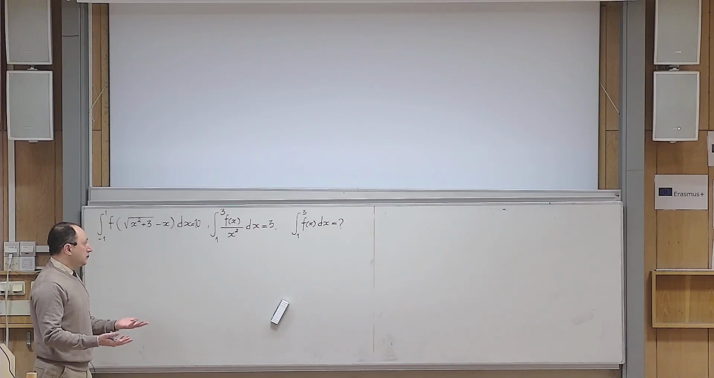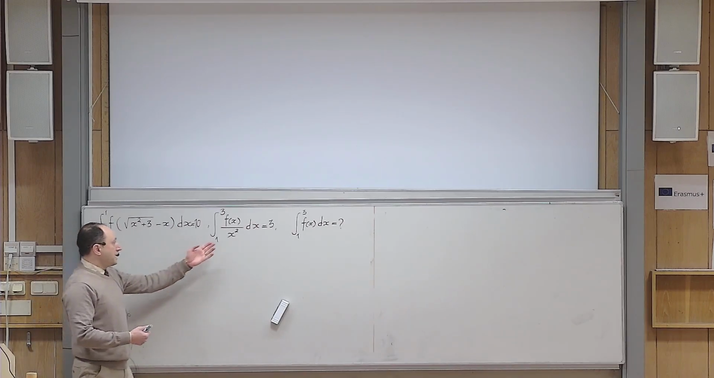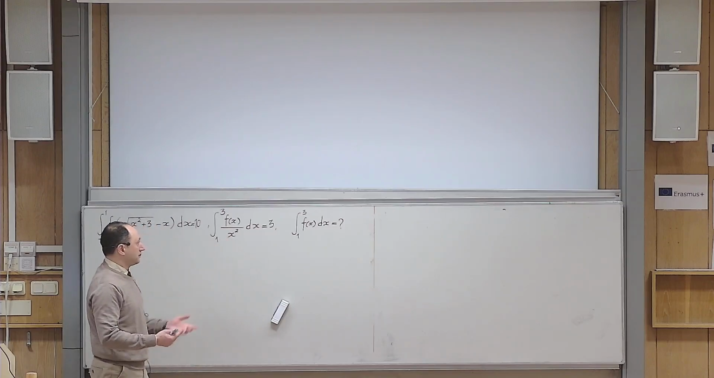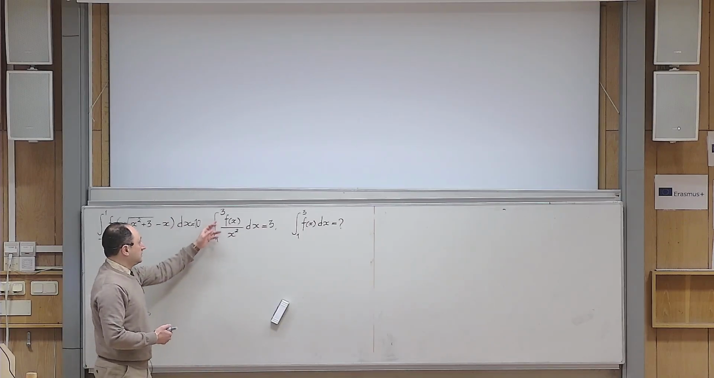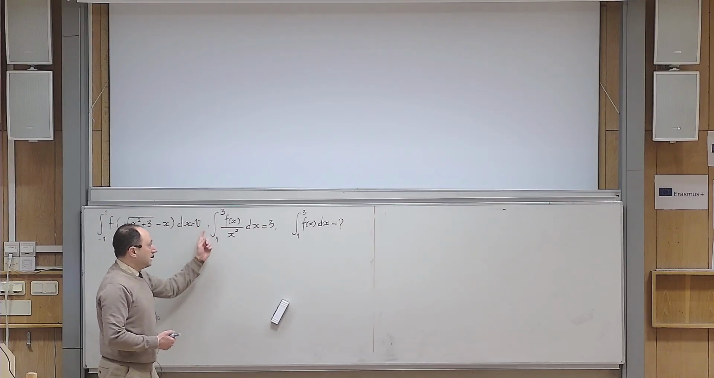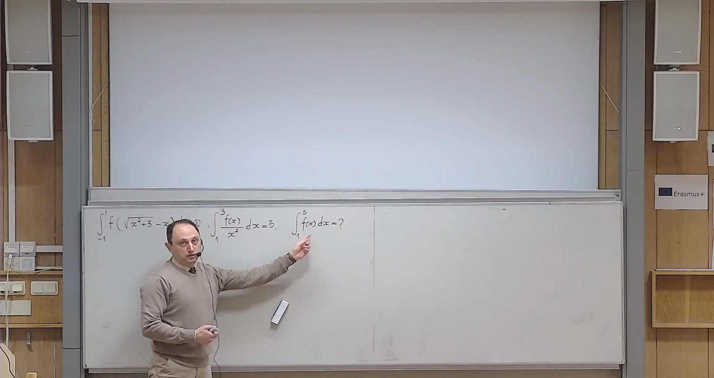Okay, so I was thinking, what can I do? Because the problem apparently is not so complicated. You have two relations and you want to get rid of somehow x squared and things like that. But one thing caught my attention, that the limits of integration are here 1 and 3, and for the question mark is also 1 and 3.